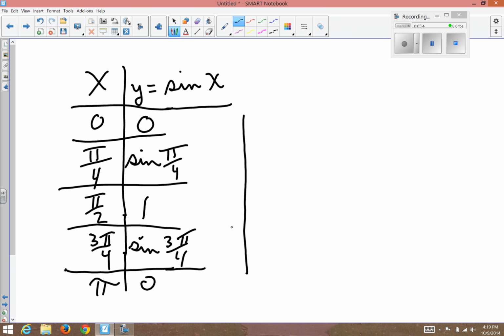I'm going to plot these points and not connect them. 0, 0, pi over 4, some number, pi over 2, 1, 3 pi over 4, some number, I have a feeling it's the same y that's there, and pi, 0. So 0 to pi, this on the y-axis is 1.